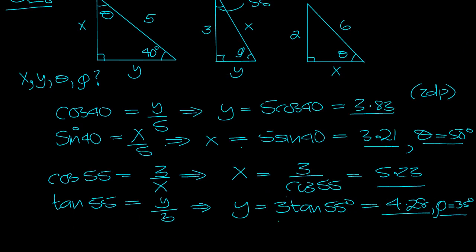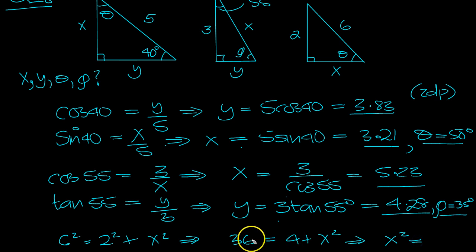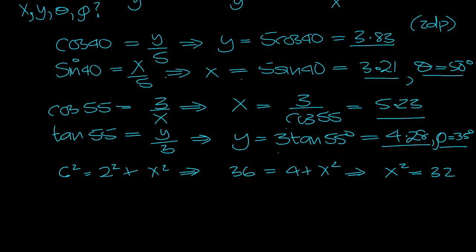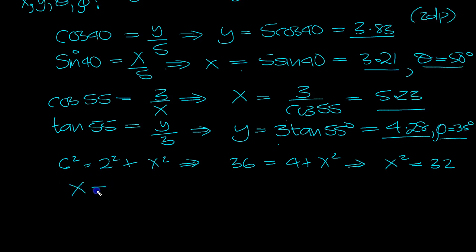We've got two sides. We can use Pythag here. So 6 squared equals 2 squared plus x squared. That tells us that 36 is equal to 4 plus x squared. That tells us x squared is equal to 36 minus 4, which is 32. When we move the 4 across, square root both sides and take the positive square root of 32.